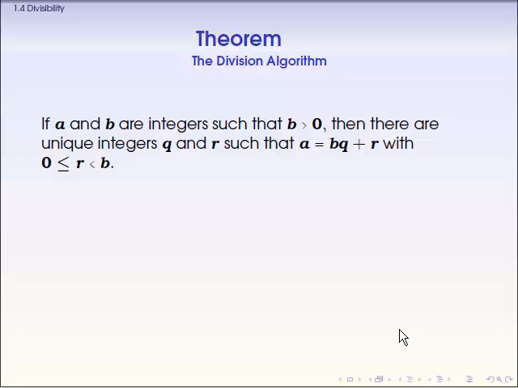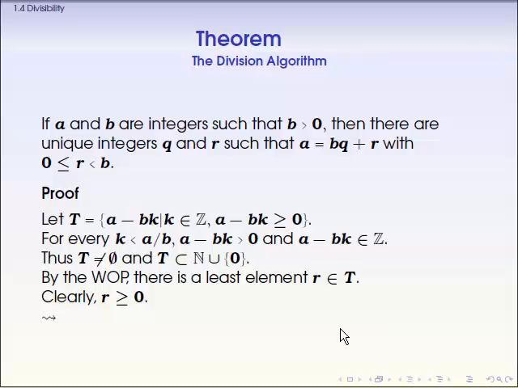Okay, the division algorithm theorem says if a and b are integers and b is positive, then there are unique integers q and r such that a equals bq plus r, with r between 0 and b, including 0. So let's prove this one.